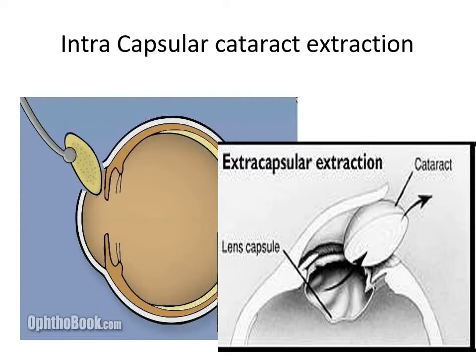So this diagram shows the difference between the ICCE and ECCE. The first diagram shows the removal of the entire lens with the capsule. In the second diagram, you can see the posterior capsule is left behind, only the cataract lens, nucleus and cortex are removed.